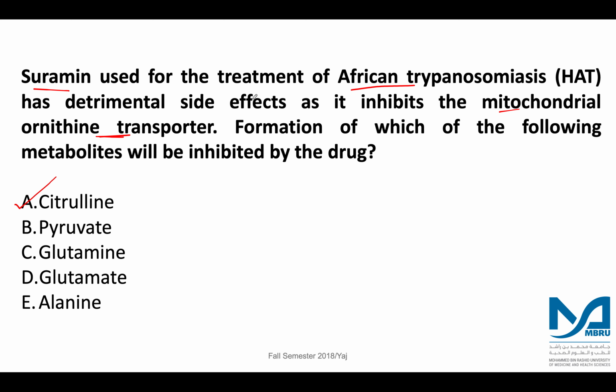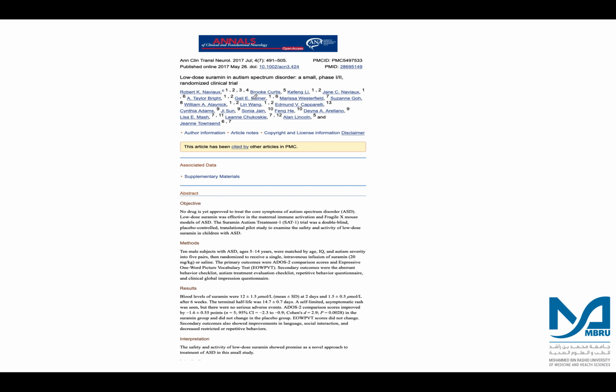Suramine is a very famous and old drug. It is used for the treatment of African sleeping sickness. And a few words about this drug. Recently, this drug has also been proposed for the treatment of autism spectrum disorders, and many a times people make this mistake. It has still not been approved for the treatment of autism. As you can see here in this particular paper that came out in 2017, that is 2 years ago, no drug is yet approved to treat core symptoms of autism spectrum disorder.